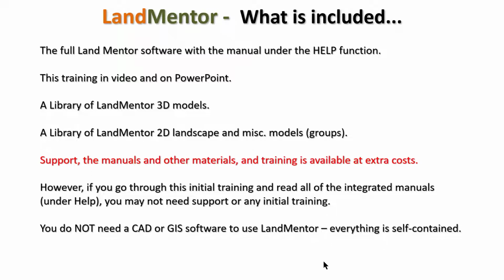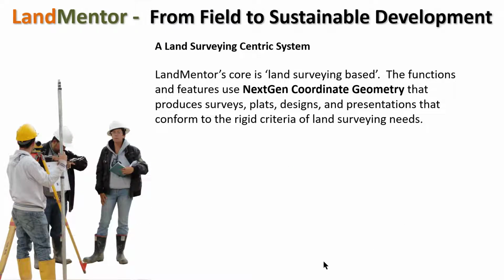And you don't need a CAD or GIS software at all. Everything is self-contained. It's a land surveying centric system. So what do we mean by that? The world starts with land surveying. So the first thing you need to do is survey. If you take data off a GIS system, that is not accurate data. You need a land surveyor to accurately give you a boundary and topo. A lot of cities have LiDAR if it's in the right location, but I would be really cautious. So everything is land surveying based.